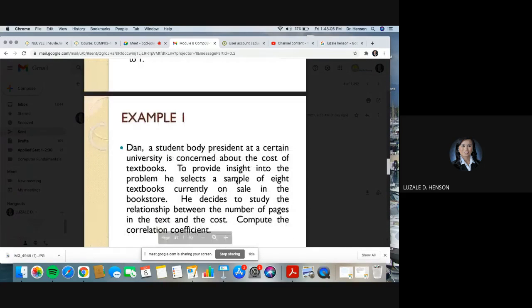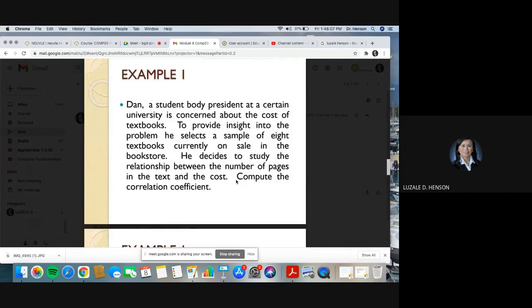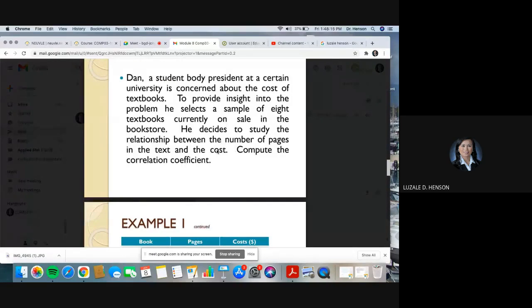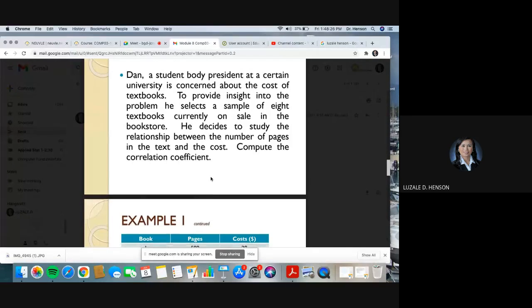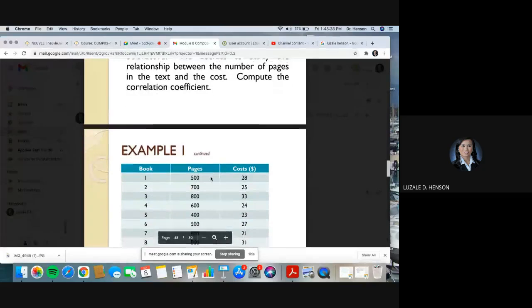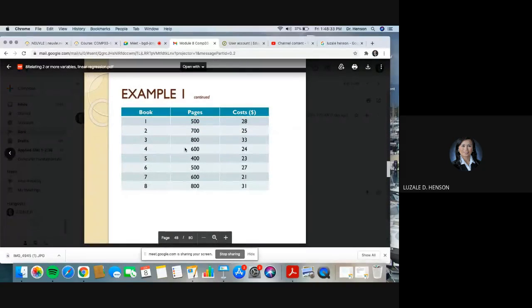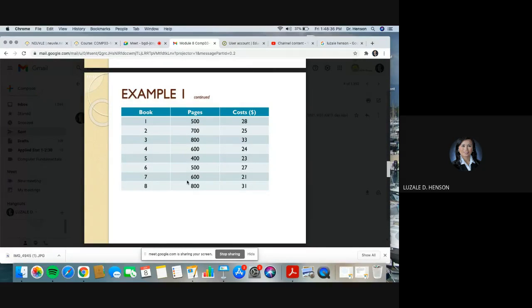So we have here an example. Dan, a student body president at a certain university, is concerned about the cost of textbooks. To provide insight into the problem, he selects a sample of 8 textbooks currently on sale in the bookstore. He decides to study the relationship between the number of pages in the text and the cost. Compute the correlation coefficient. So here comes a student wherein in the library, he was able to compare 8 books and the corresponding pages and the cost for each book.